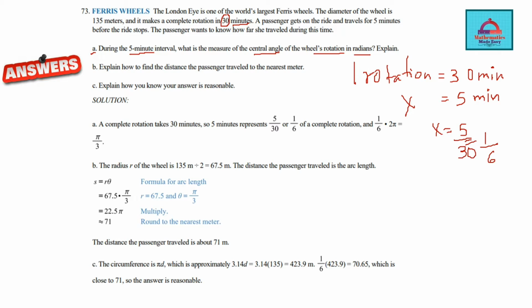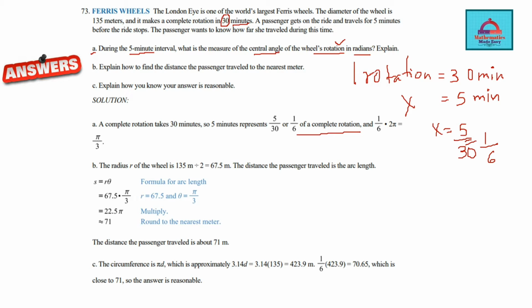1 divided by 6. So 1/6 of the complete rotation has been taken in this 5-minute interval by the wheel, the London Eye. Okay, so that's the fraction that you got. Now you need to give the part of the rotation in terms of angle.